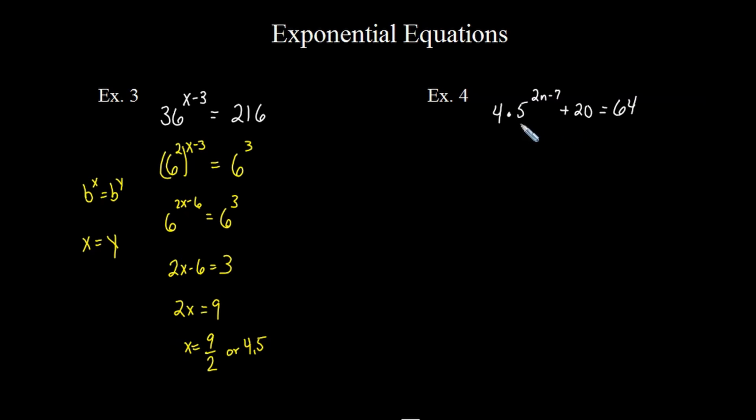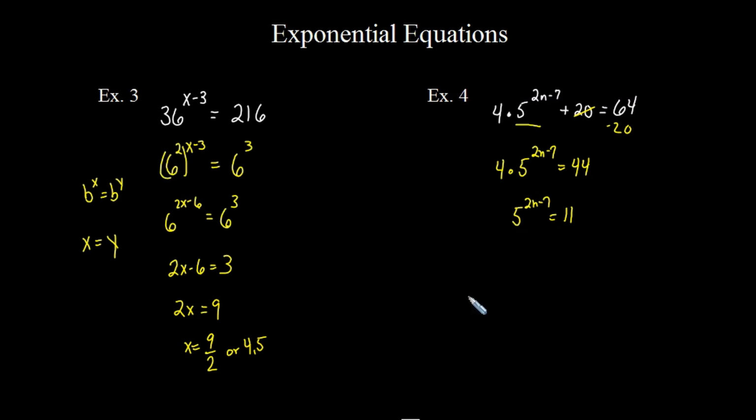We want to isolate this term here, that 5 to the 2n minus 7. So think about this as just a two-step equation to isolate this term right here. We're going to subtract 20. We'll divide by 4. So let's go ahead and do those two steps. 4 times 5 to the 2n minus 7. We will subtract 20 on both sides and get 44 on the right-hand side. And then we'll want to divide by 4. And we'll get 5 to the 2n minus 7 is equal to 11. 44 divided by 4 gives us that 11 there. And then we have that exponent term is equal to 11.